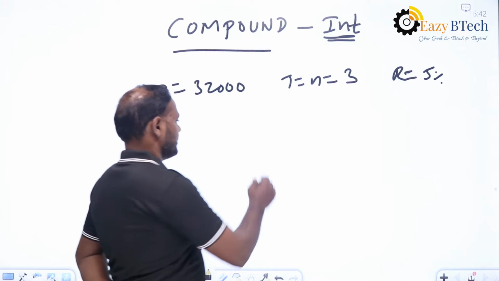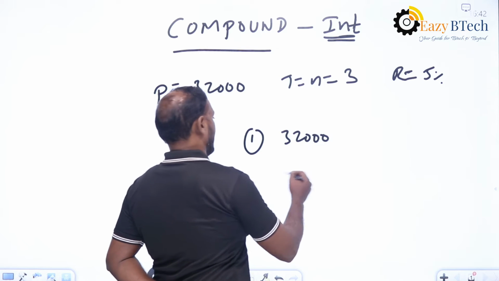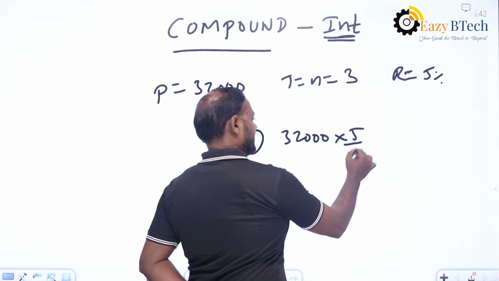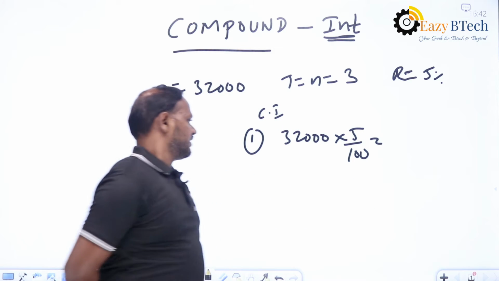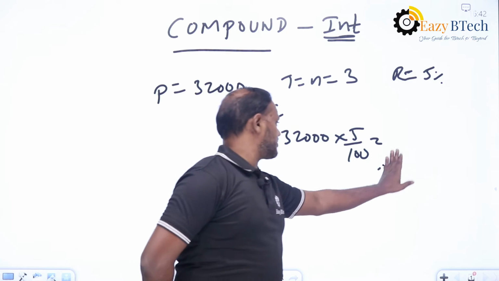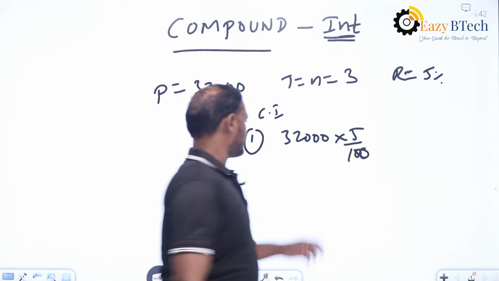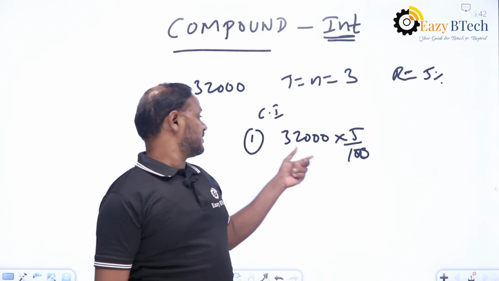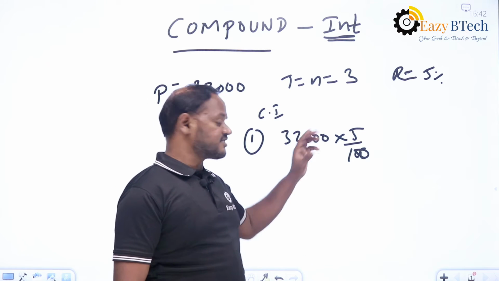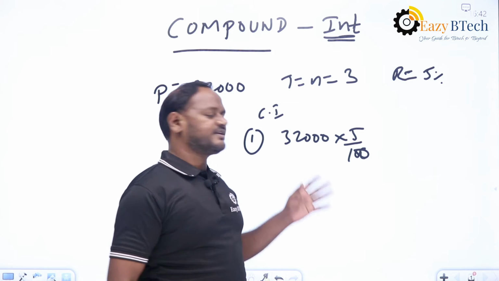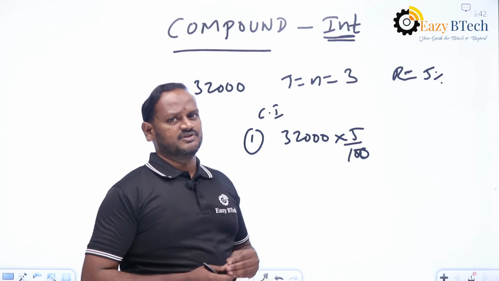Method one is what? First year 32,000 rupees will be there. I need to calculate 5% on it directly. That is for first year compound interest. Come on. 10% will be 3200. 5% will be half, right? So we need to take 10% value as 3200. 5% value is what? Half.